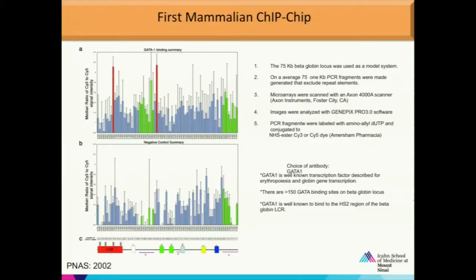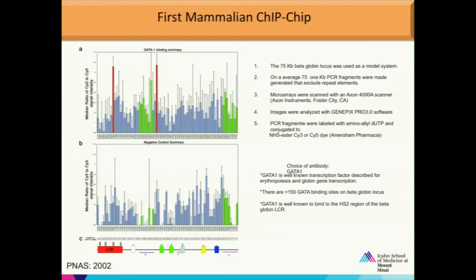We selected this globin locus because it contains multiple genes. It is developmentally regulated, and it has an enhancer 50 kb away from the beta globin gene. And then we selected the GATA1 site. Why? GATA1 is an erythroid-specific transcription factor. It binds to all erythroid-specific genes, including the beta globin gene. And if you look into this beta globin gene, it has around 150 GATA binding sites.